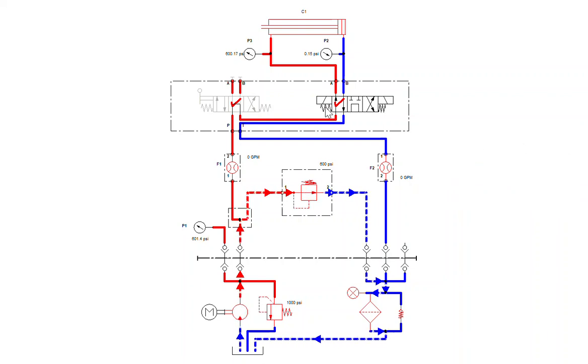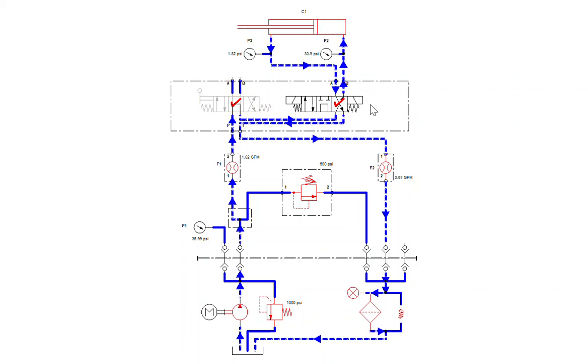As soon as I release this valve back to its neutral position, the pump flow has an easier place to go. Watch what it does. It all goes through the valve neutral and back to tank now. 1 GPM in and 1 GPM out. Okay, now let's run the cylinder back and forth.